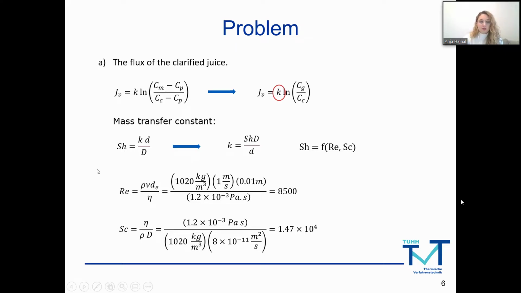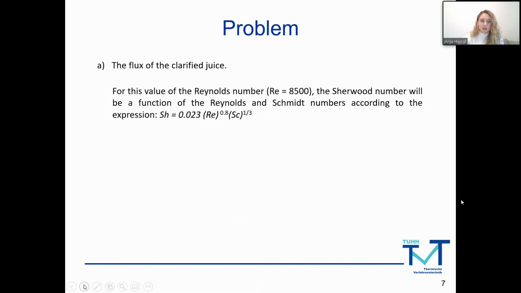So in the end, for Reynolds, you should get 8,500. And for the Schmidt number, you should have obtained 1.47 times 10 to the power of 4. So as I said, the Reynolds number of 8,500 is going to tell us that we need to use equation number 3.